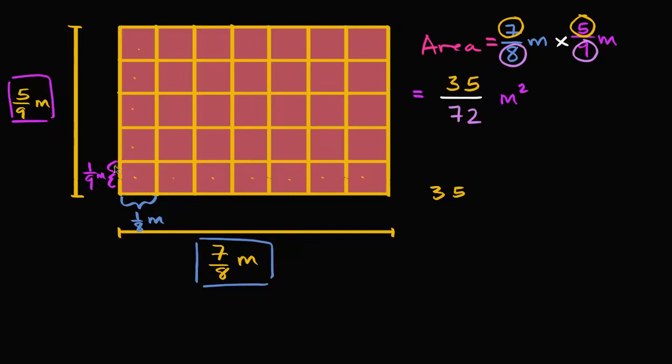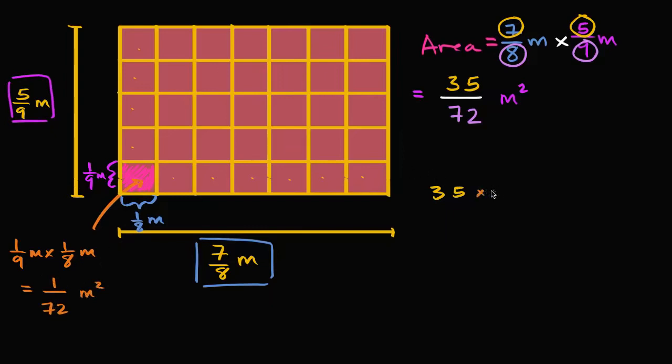So what's the area of just this rectangle right over here? Well, it's going to be 1/9 of a meter times 1/8 of a meter, which is equal to 1 times 1 is 1, 9 times 8 is 72, and meters times meters is square meters. So the area of each of these 35 is 1/72 of a square meter.